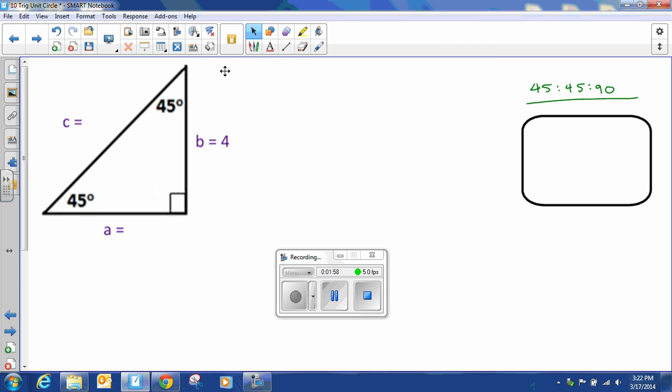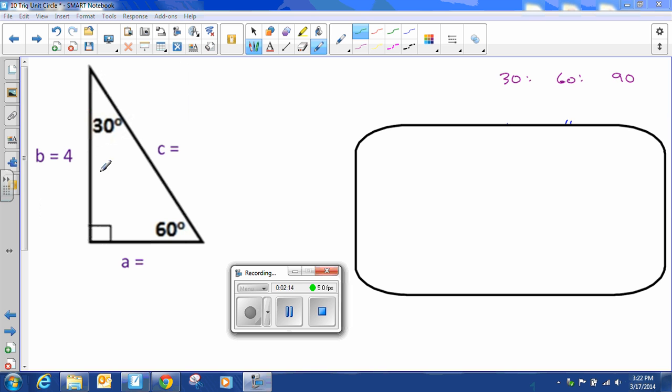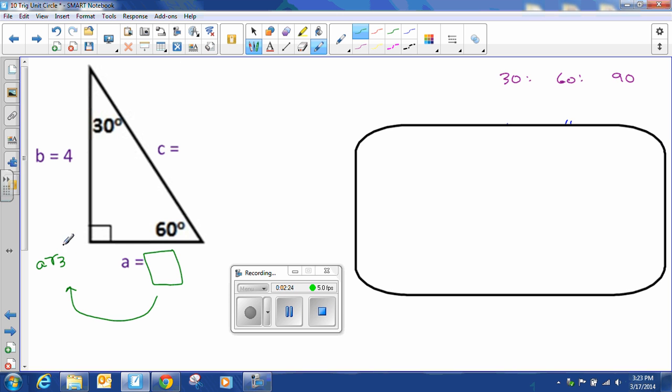And here's another example of 45, 45, 90. As you can see, the leg is 4. It's an isosceles triangle, so it's 4, 4, 4 radical 2. Now in this 30, 60, 90 triangle, it's a little trickier because they give us the longer leg. Normally, whatever this is, we have to multiply by radical 3 to get this. But this time we're going the other direction, so we need to divide by radical 3. So in here would really be 4 divided by radical 3.